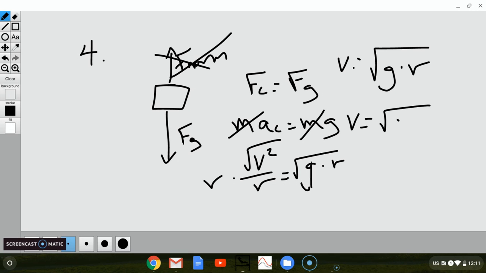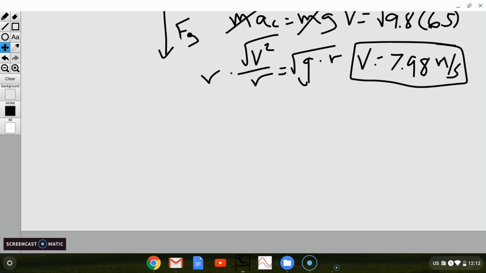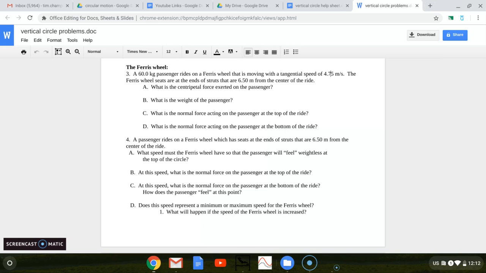So this ends up being 9.8 times our radius, which is still the same Ferris wheel. So it's 6.5. So calculator time, this ends up being 9.8 times 6.5. And we need to square root that. So square rooting, we get 7.98 meters per second. So the passenger will feel their rear end come out of the chair just slightly at the top. They will feel no pressure between their rear end and the chair, and they will feel weightless. So that's where you get there.